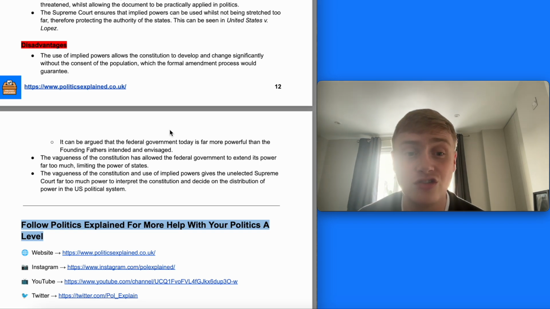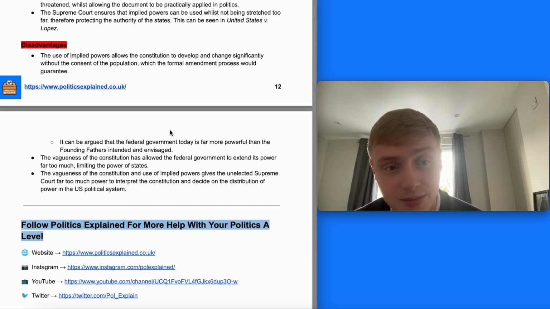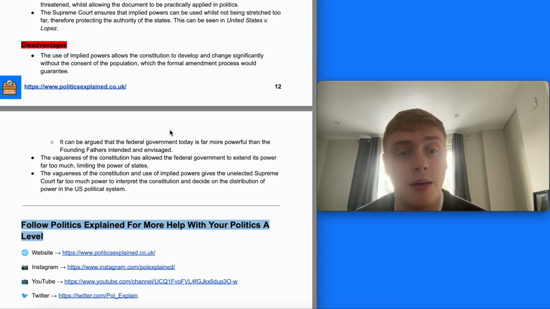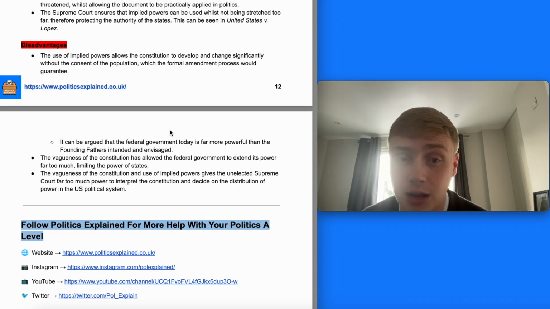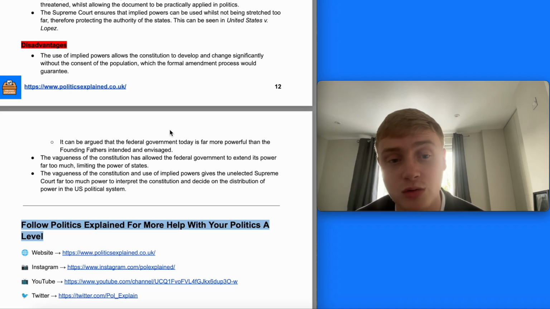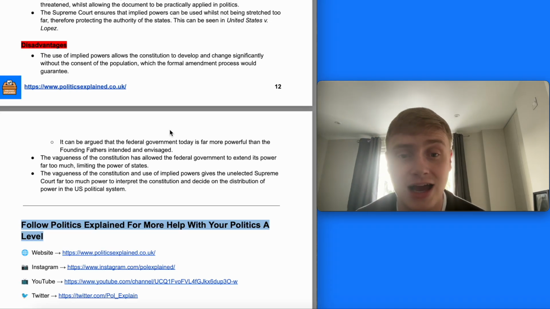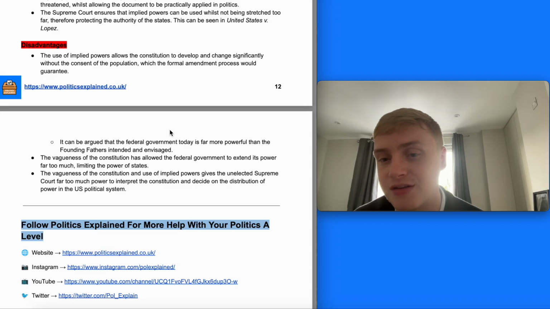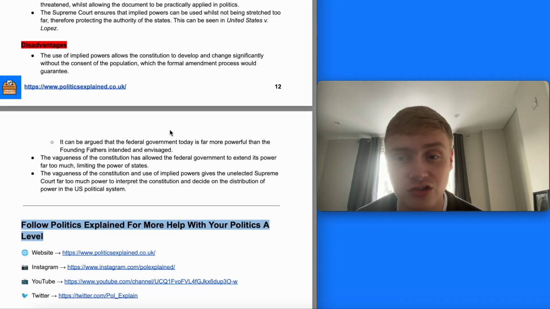The vagueness of the Constitution has allowed the federal government to extend its power far too much, limiting the power of the states. And it can also be argued that the vagueness of the Constitution and use of implied powers give the unelected Supreme Court far too much power to interpret the Constitution and decide on the distribution of power in the US political system, rather than simply following the text of the Constitution.